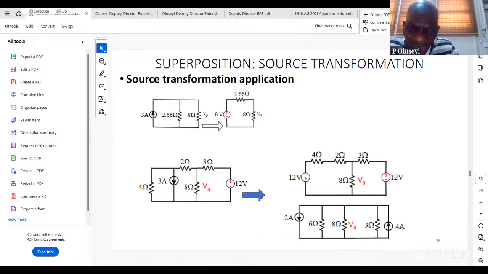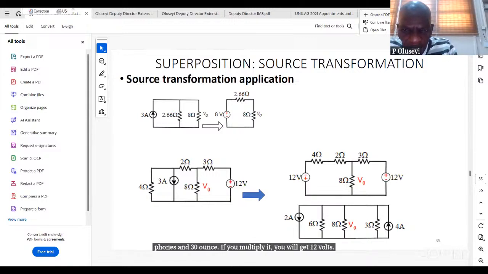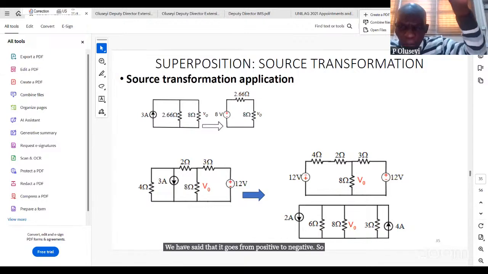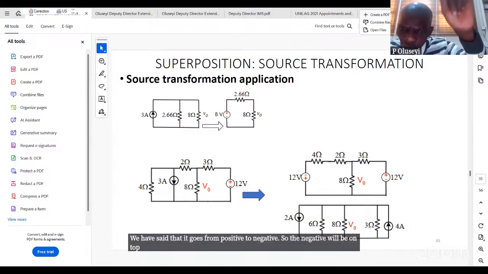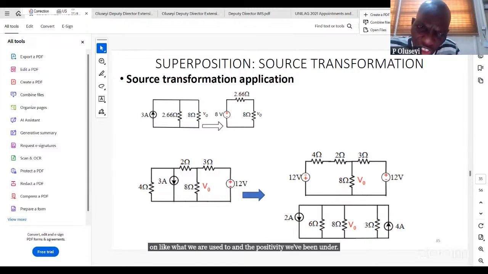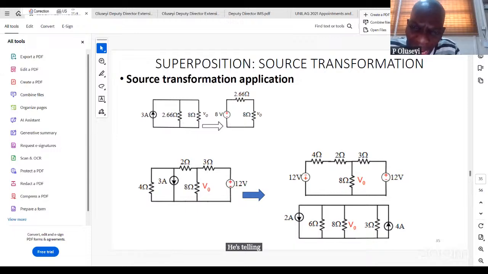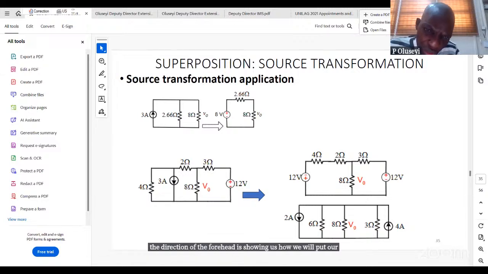And if you want to look at this, 4 ohms and 3 amps, if you multiply it, you will get 12 volts. That's why we got that 12 volts. And if you look at it, the direction of the current is pointing downwards. And we have said that it flows from positive to negative. So the negative will be on top, unlike what we are used to, and the positive will be under. The direction of the current is telling us how we will put our positive and negative terminal for the voltage source.